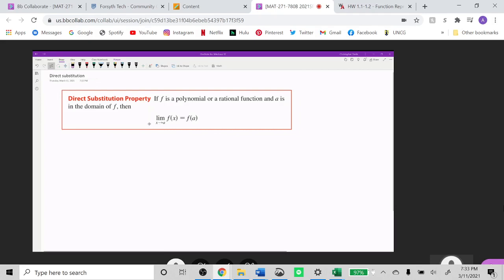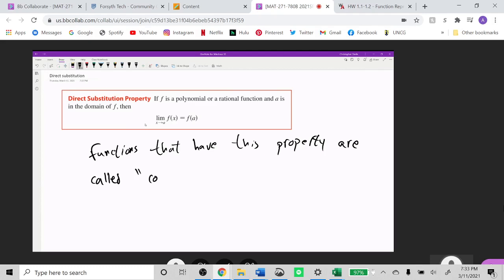Functions that have this property are called continuous at a. We're going to discuss continuity more in depth in 2.5, which is our next class.